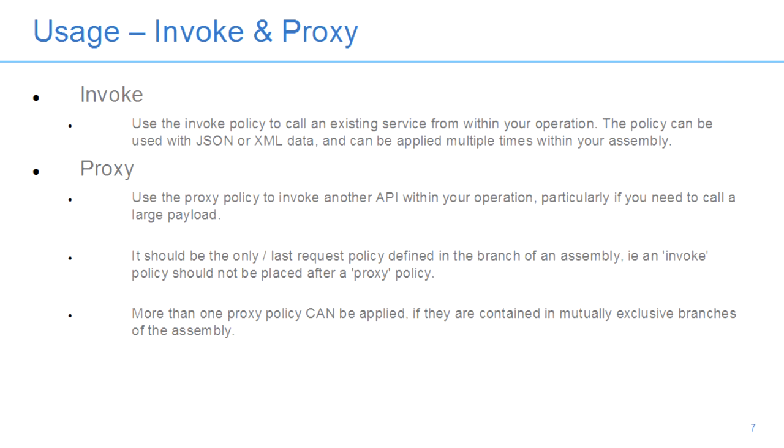The only proviso we have is that the proxy should be the last request policy defined in the branch of the assembly, because it does call the service routing URL, and it goes off and does different processing on the gateway side of things. You can have more than one proxy policy on your assembly, but they need to be mutually exclusive or contained in mutually exclusive branches of the assembly. So you can have multiple proxies in separate branches.